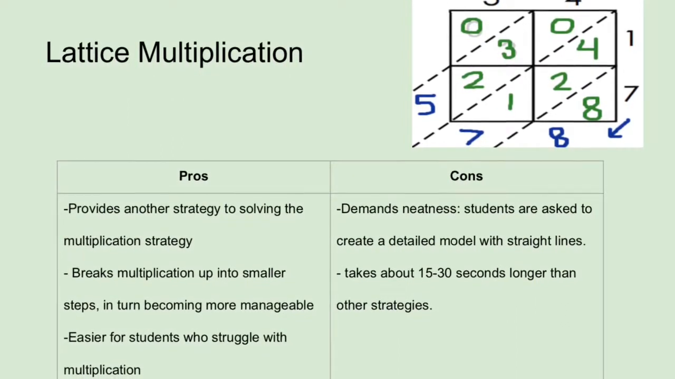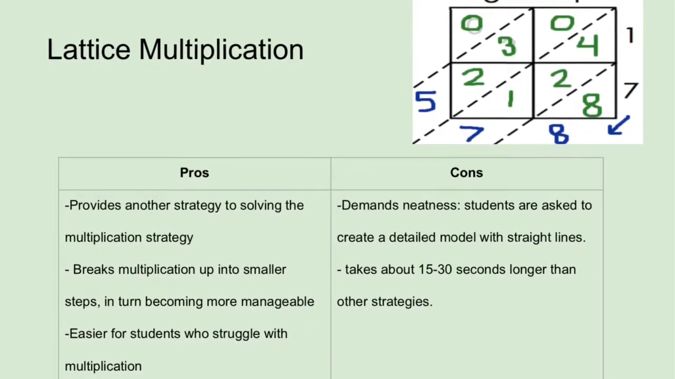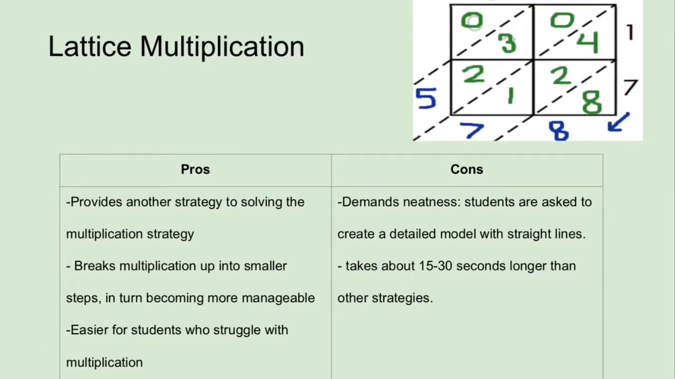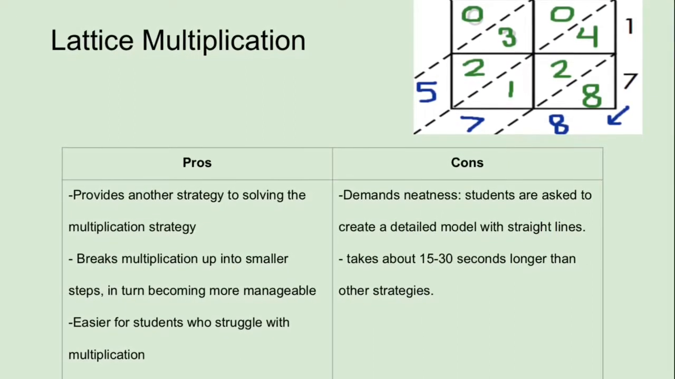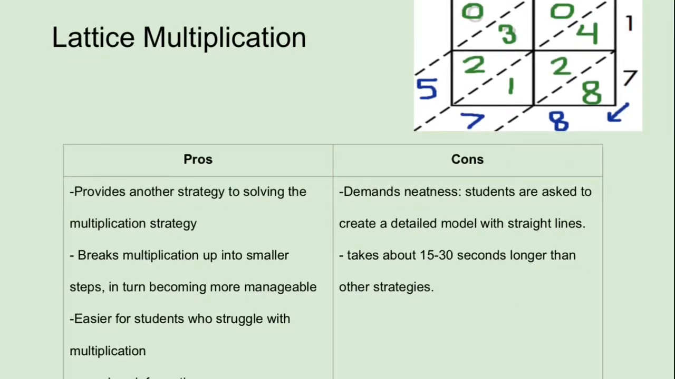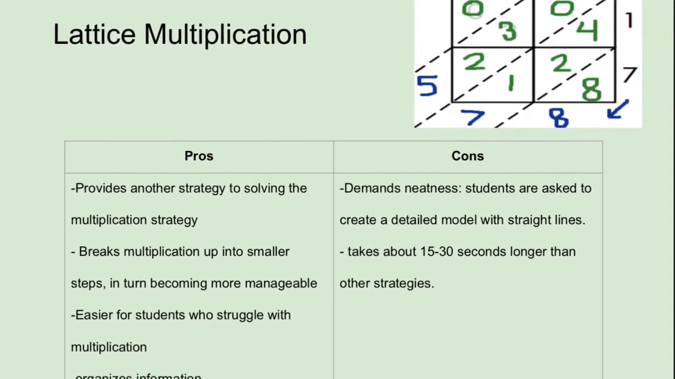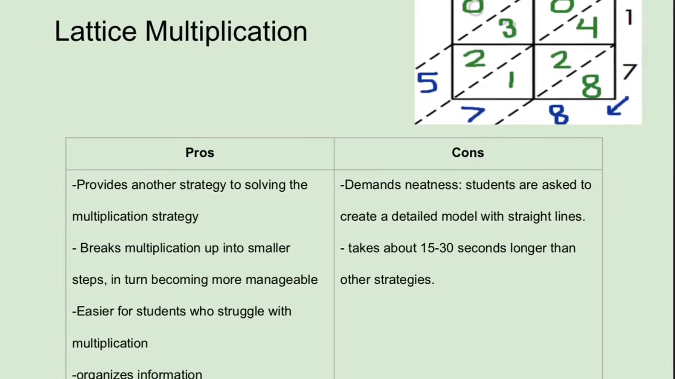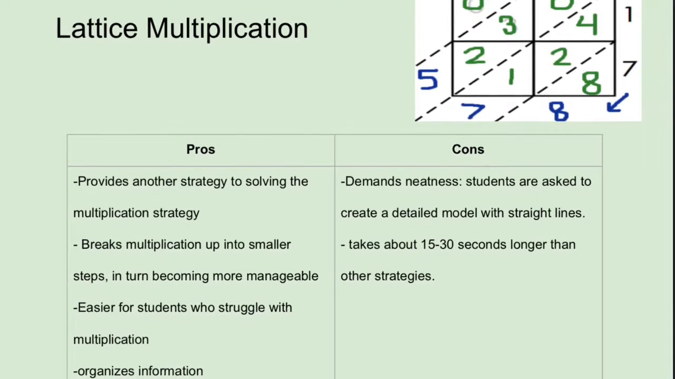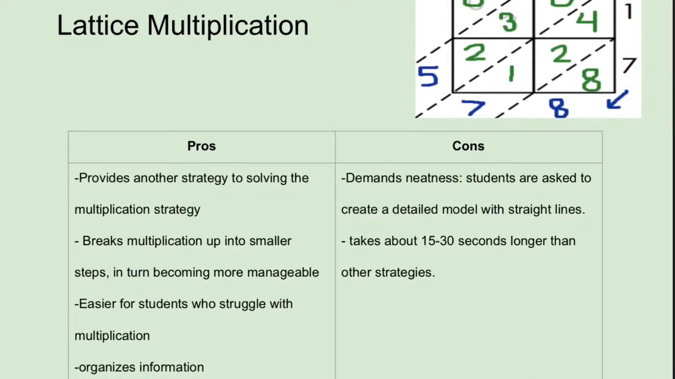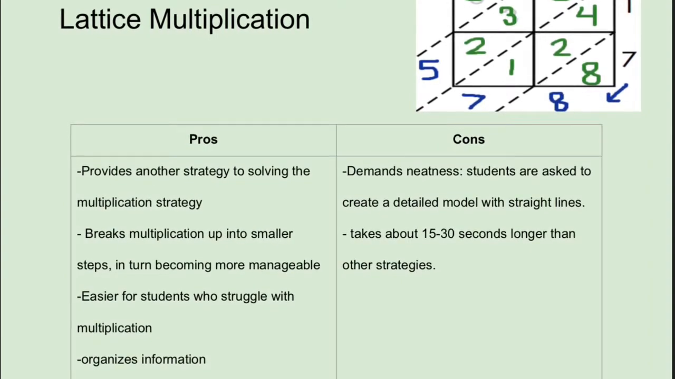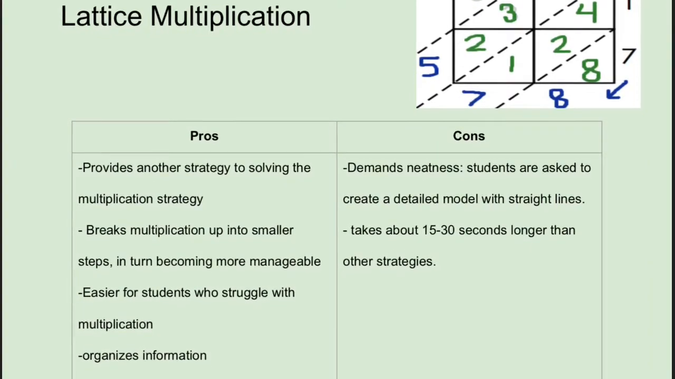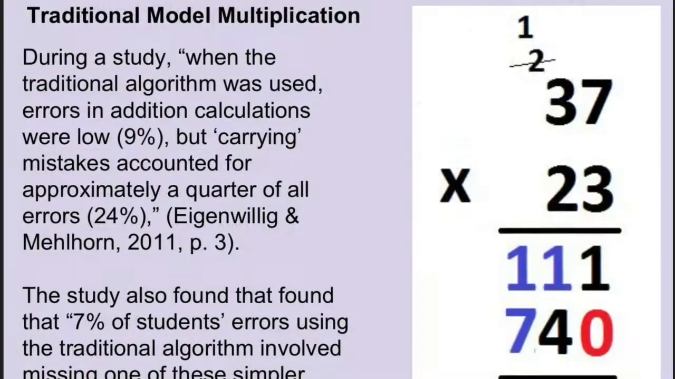It breaks up multiplication into smaller steps to become more manageable for students, and it's easier for students who struggle with their facts. It keeps information and organizes it in a different way. Now, the cons to using this strategy is that it demands neatness. Students are asked to create a very detailed model with very straight lines, and if you have a child that cannot draw straight to save their life, then it's going to be very difficult for them. And it takes about 15 to 30 seconds longer than some of the other strategies that we have mentioned.